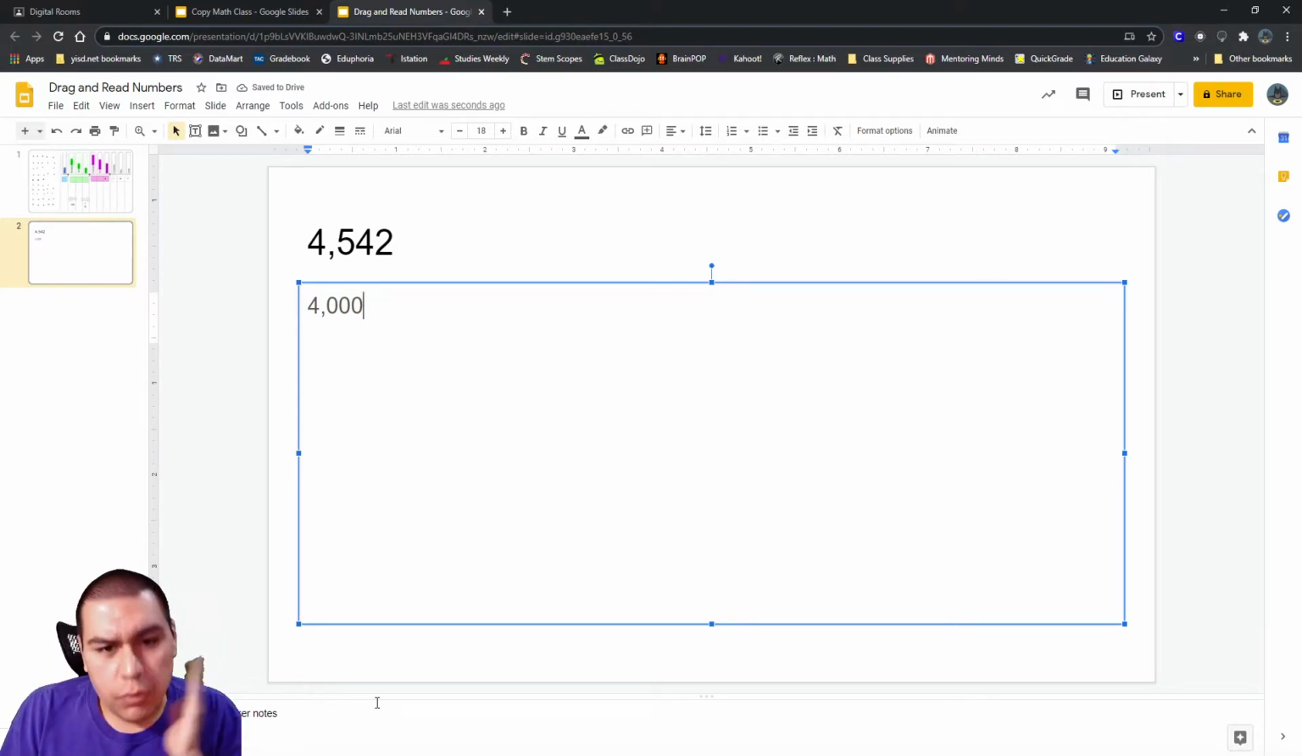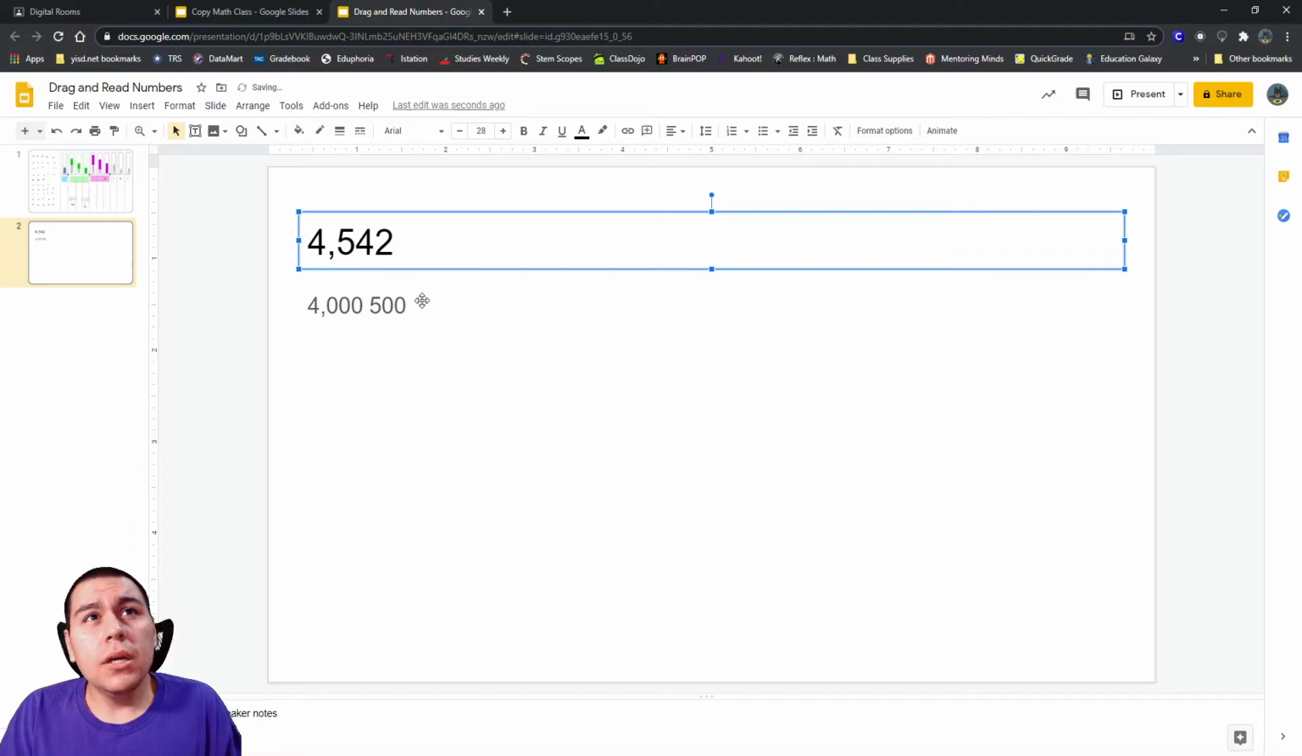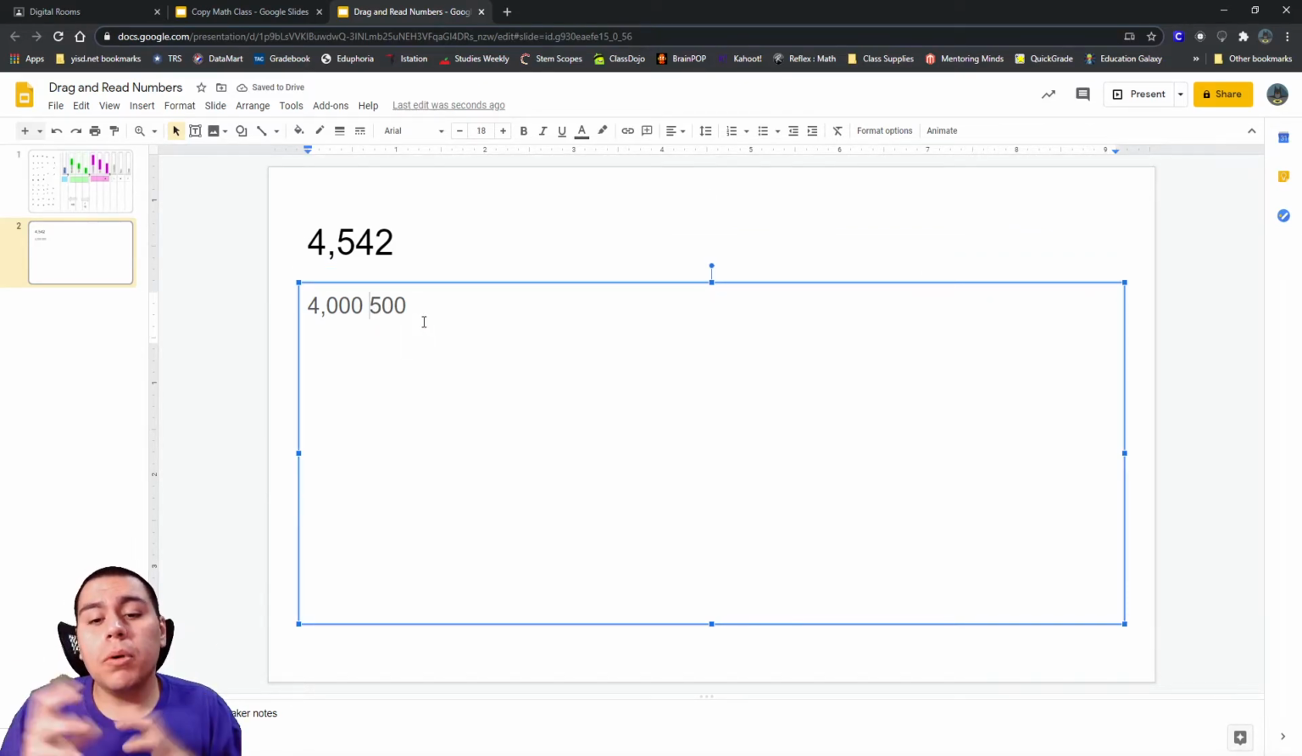Okay, but the number is not just 4,000. So who can tell me what's the next digit in our number? Alexa? 500. Okay. When I put my numbers here in expanded form, if I leave blanks between them, if I leave a space, people might think that they're different numbers. But they're not really, right? It's all part of the same number. So to let people know these are all part of the same number, I put a plus sign in the middle. That way people know that this number goes with this number. Okay.